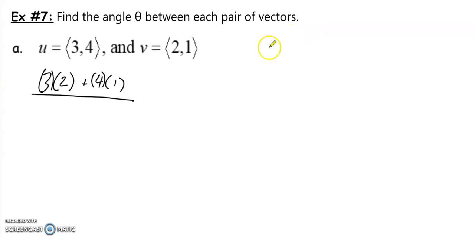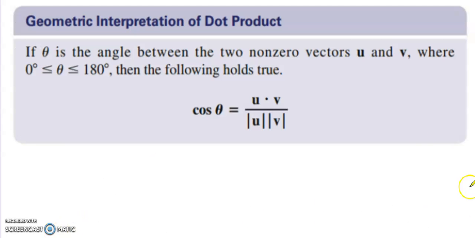Oh man, how do we find the magnitude? Well, why don't we back that up? Remember, the magnitude of u is the length of u. We talked about this in previous videos: it's the square root of a squared plus b squared.